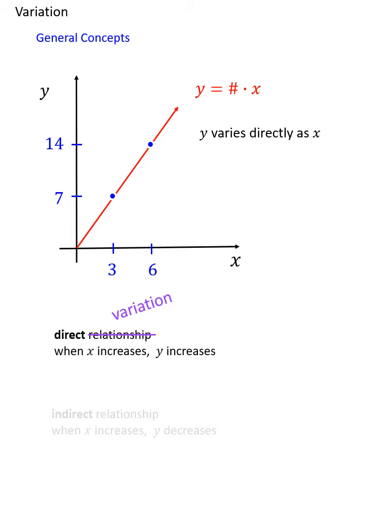When this situation arises, we use the phrase y varies directly as x. We also say y is directly proportional to x. Sometimes we leave out the word directly and just say y is proportional to x, with the directly being understood, as this is one of the most common kinds of proportionalities or variations.